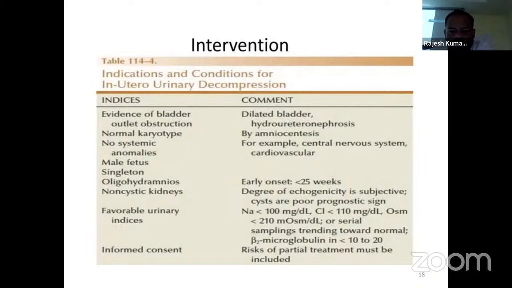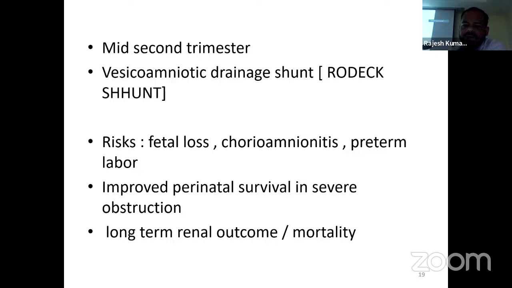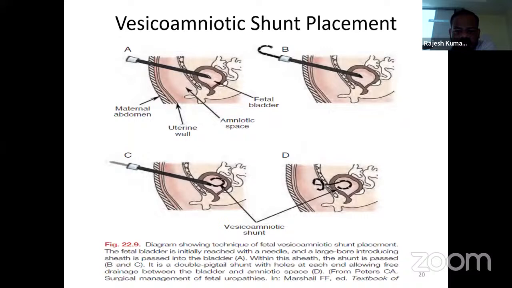Fetal intervention is generally done in the mid second trimester. One is the vesico-amniotic drainage shunt, known as the Rocket shunt. Risks of fetal intervention are fetal loss, chorioamnionitis, and preterm labor, with improved perinatal survival in severe obstruction, and long-term renal outcome and mortality. This image shows the technique of fetal vesico-amniotic shunt placement.